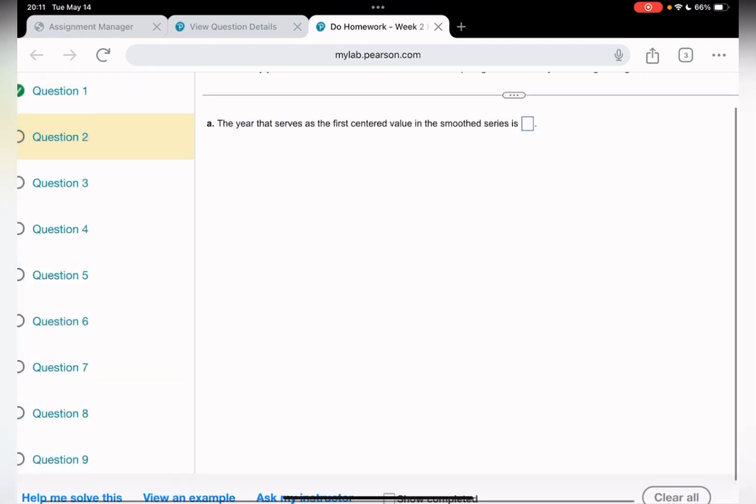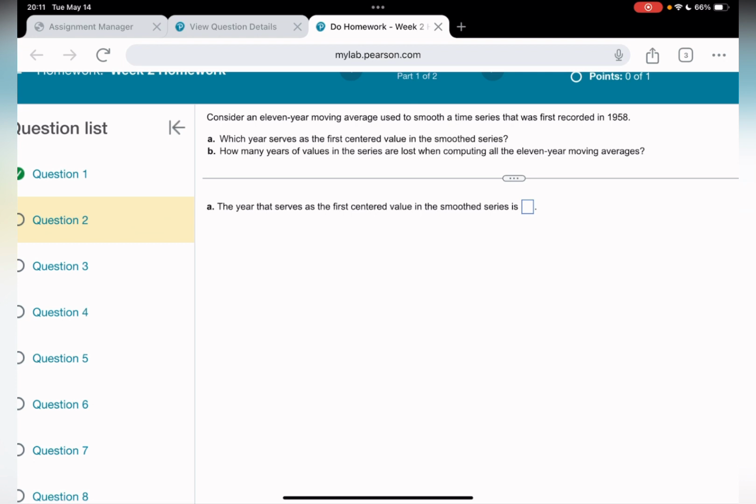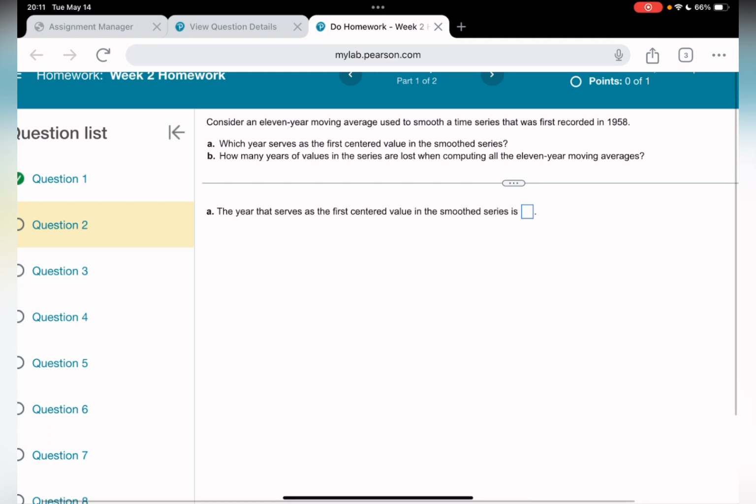Okay. Now moving to the next one. Consider an 11-year moving average used to smooth a time series that was first recorded in 1958. Moving average, we know what it is, an average. It's like adding every year and then dividing. You can use either the mean or the median. In this case, we are going to use the median, so we ignore outliers, okay? Outliers will not affect our average.